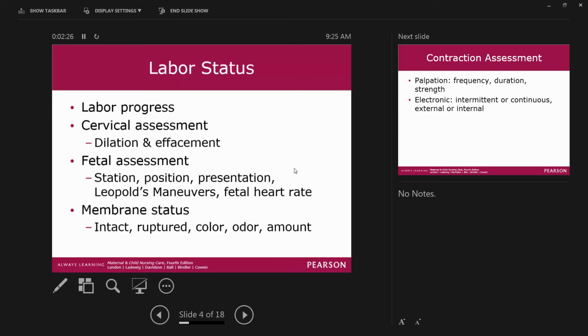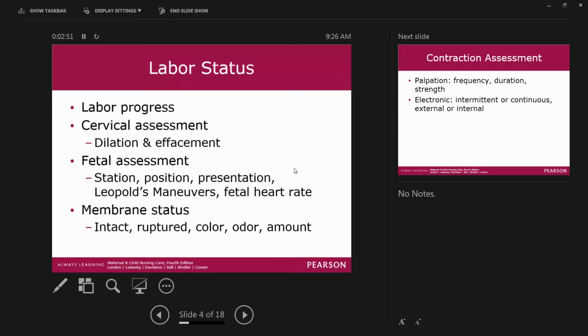Fetal heart rate assessment, we determine her membrane status. When we determine her membrane status, we're not only wanting to know, is she ruptured or intact, but if she's ruptured, what color is the fluid? And how much fluid is there? And is there any odor in the fluid? Because if there's odor, if it's anything but clear fluid, no odor, then we could potentially have a problem.